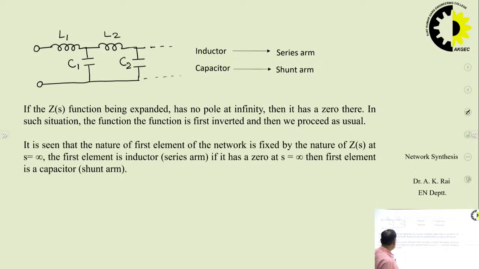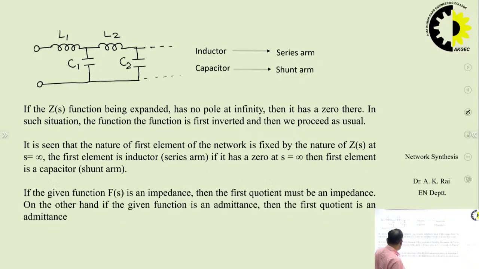So it's seen that the nature of the first element of the network is fixed by the nature of the ZS at s equal to infinity. The first element is inductor series arm if it has a pole at s equal to infinity, and otherwise the first element is a capacitor. If the given function F(s) is an impedance, then the first quotient must be impedance, on the other hand if it is an admittance, then admittance.